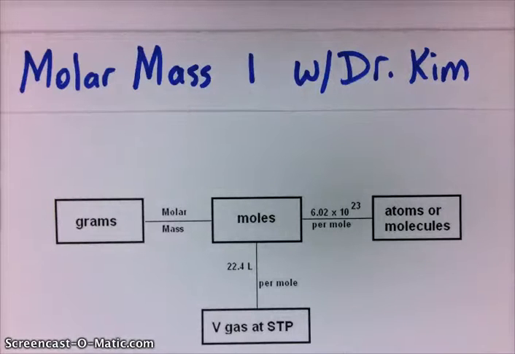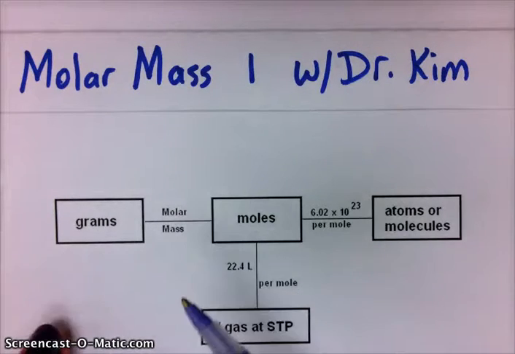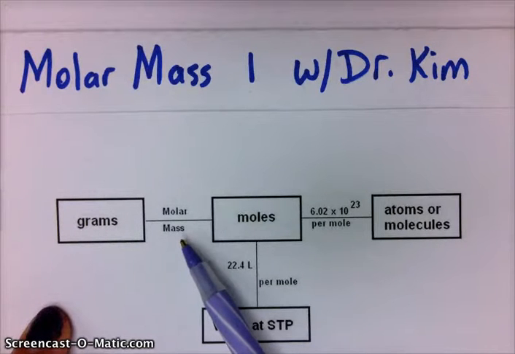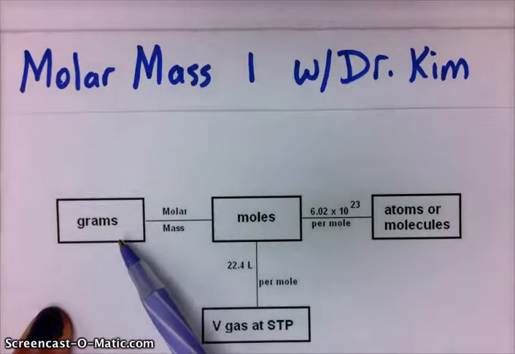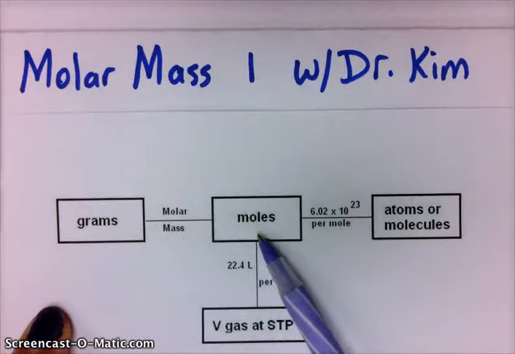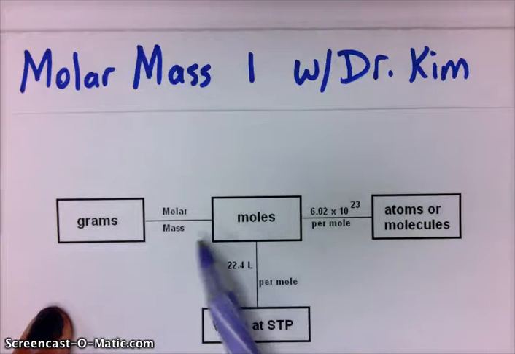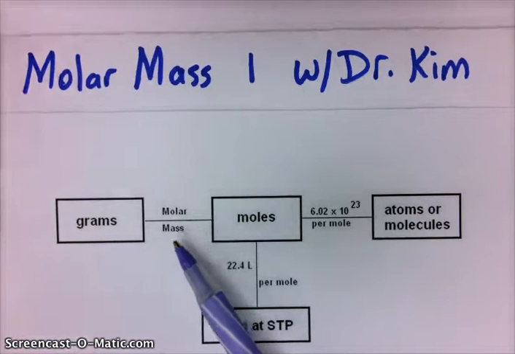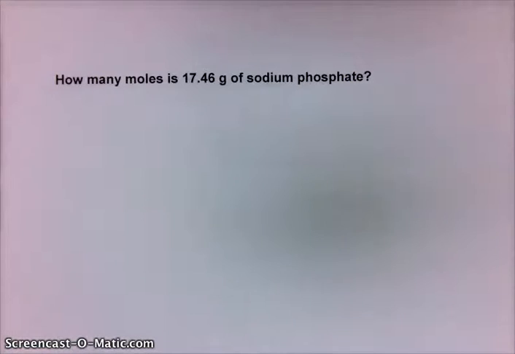Hello, now we're going to solve a problem using molar mass. As you can see from our chart from this chapter, molar mass is the conversion factor to go between grams of a chemical and the number of moles of a chemical. Molar mass is when you add up the grams per 1 mole from the periodic table. Let's look at the problem.